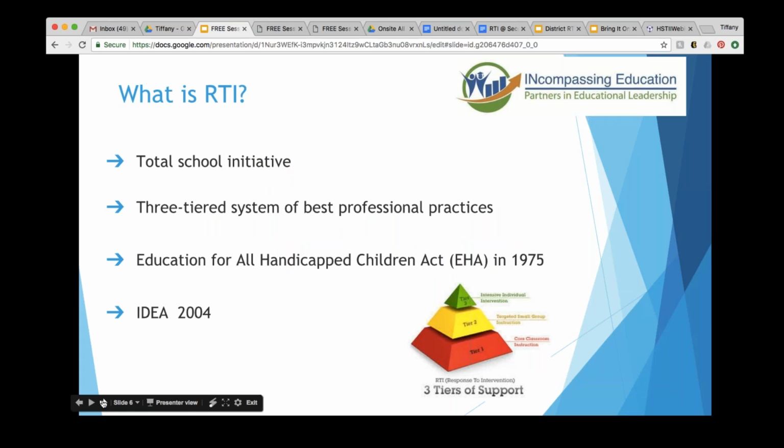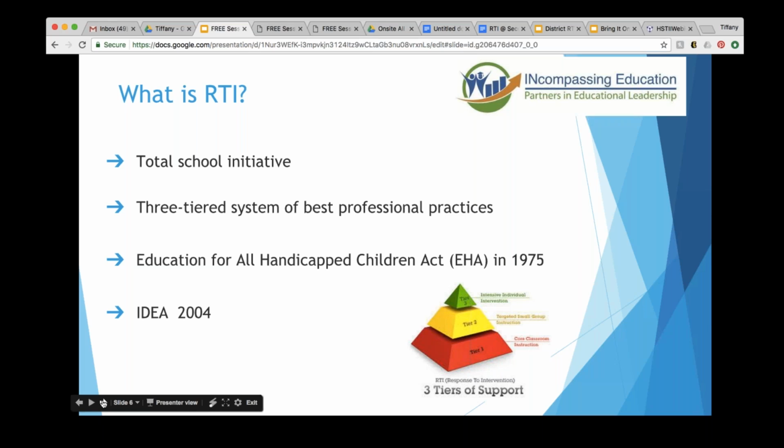Okay, so we're going to jump right in. What is RTI? RTI is a total school initiative. It's a 3-tiered system of best professional practices. These are not new concepts. These are just best professional practices that teachers have been utilizing forever.